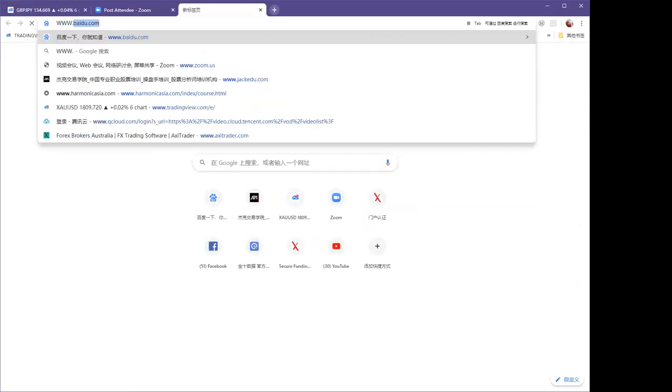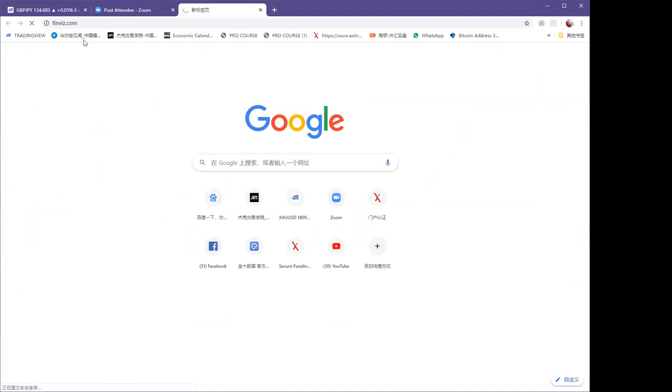Okay, so here I want you guys to check this website, which is called finviz.com. Finviz has this function to help you see how strong the currency is. So let me try to log into Finviz and see whether I can see the currency heat map.